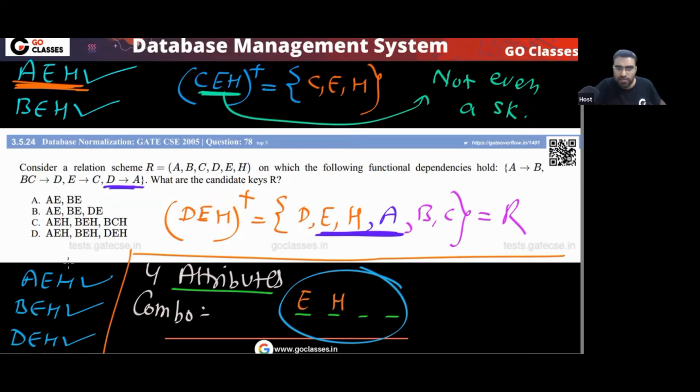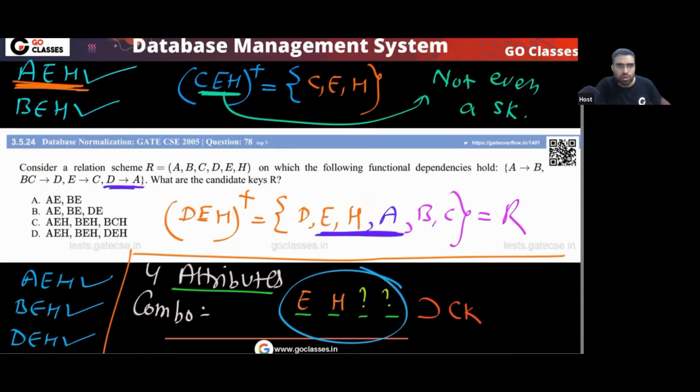See, you must make sure that you don't get a superset of these. Whatever 2 attributes you take, this will become a superset of a candidate key. Yes or no? Is this clear? Whatever 2 attributes you take, this will become a proper superset of a candidate key.